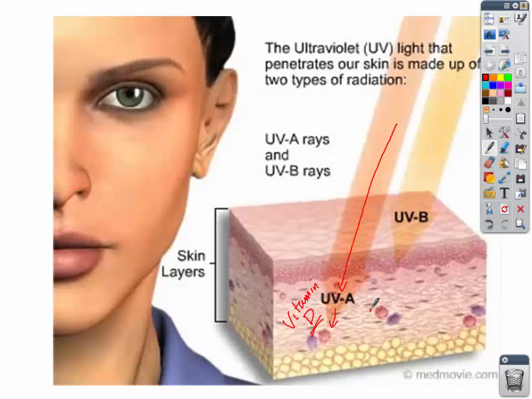But UVB, stronger radiation, a shorter wavelength, does not penetrate the skin. In fact, it'll burn the cells of the top layer of the epidermis. Here's the epidermis, and here's the lower level, the dermis. Now this burning is basically cell destruction. And what's interesting is a sunburn is your cells committing suicide. Your cells would rather commit suicide than be damaged or mutated.